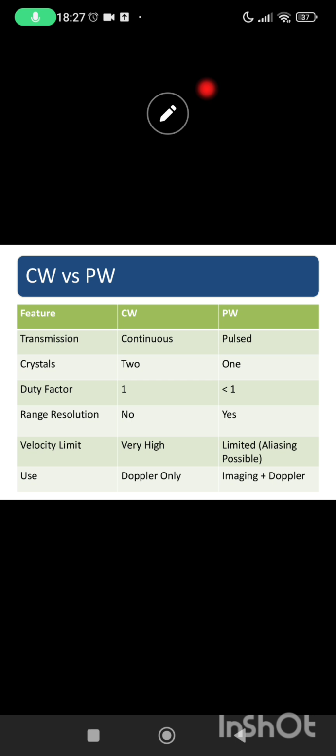Okay. So basically, since there is no depth, there is no range resolution. And it measures very high velocity. It only uses Doppler. There is no 2D imaging.